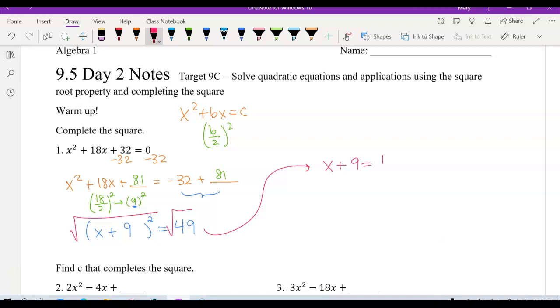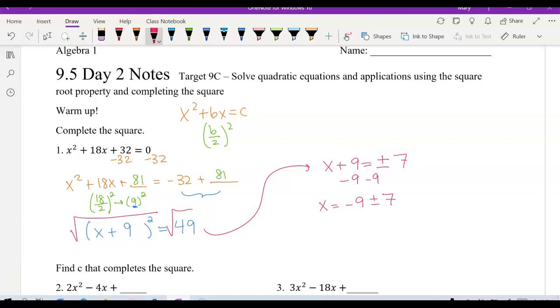Anytime we square root both sides of an equation, we're going to write plus or minus, and the square root of 49 is nice. It is 7. So we're going to solve for x by subtracting 9. We get negative 9 plus or minus 7. We always write it like that first.